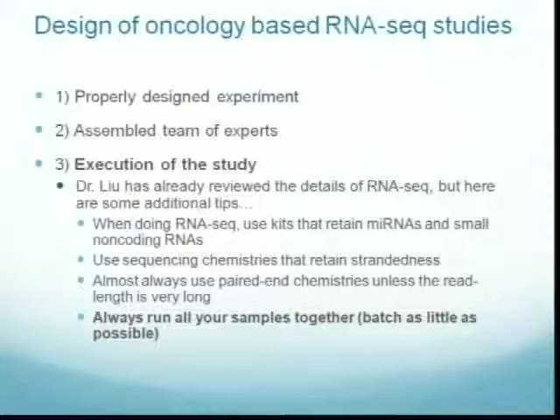For this third point, there may be some here who disagree, but I believe you should almost always use paired-end chemistries unless the read length of your actual platform, like IonTorrent or 454, is very long. The paired-end really helps you. At least what I've heard, and Yulong may disagree with me, is that it helps with calling fusions, splicing, and certain mutations. Really, the paired-end chemistry is going to help you get those analysis endpoints done quicker.